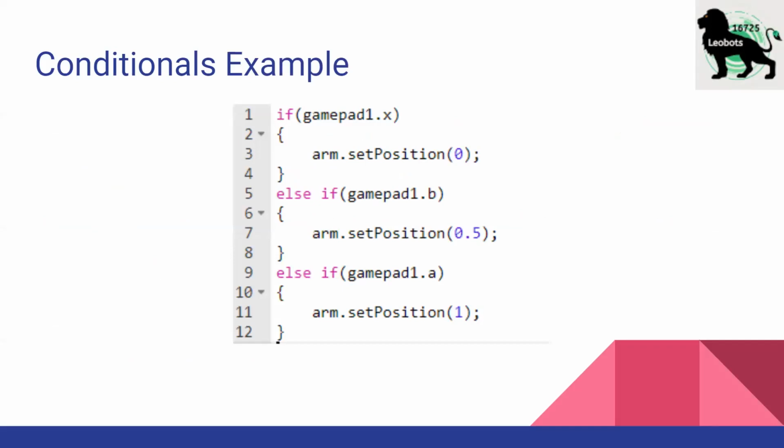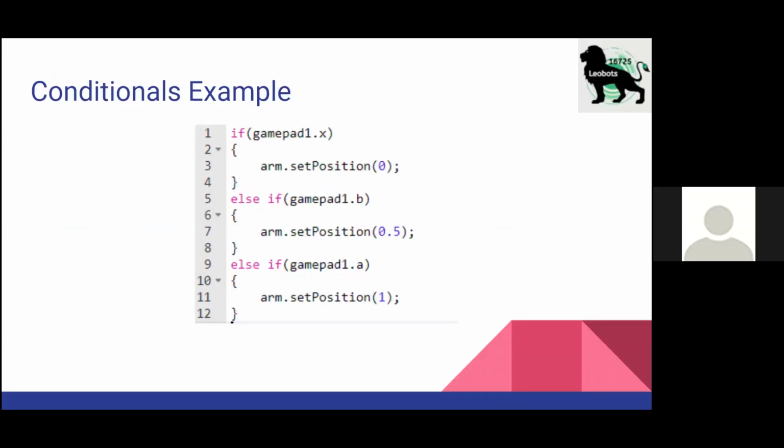You can actually see that right here. For example, if gamepad1.x, arm.setPosition here. If you press another button, you maybe only want it to turn halfway. And then if you press another button, you want it to move that full 180 degrees.